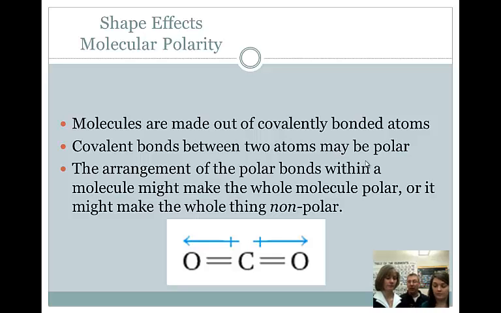Each end of the molecule is exactly the same. The oxygen on the left end is a little bit negative. The oxygen on the right end is a little bit negative, and so each end of the molecule is exactly the same, nonpolar. And you'd see that with something like methane as well, where each of those carbon-hydrogen bonds is polar, but overall it's nonpolar.